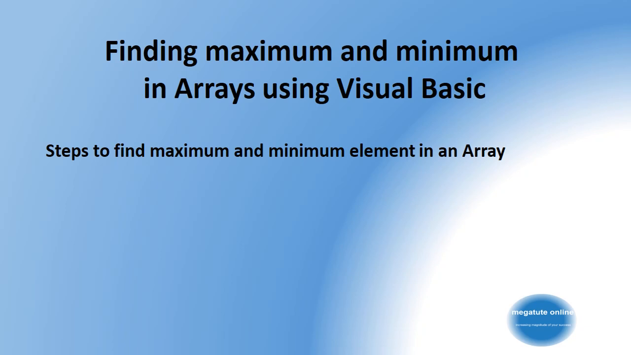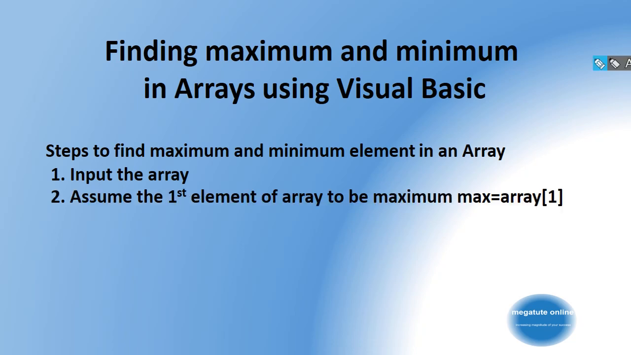Now the steps or algorithm which we are going to follow are: first you have to input the array, of course. Then you have to assume that the first element of the array is the maximum. So let's suppose we have taken a variable max declared as integer or double or string. It depends on the data type of the array, and then you store the first element into that. All right.